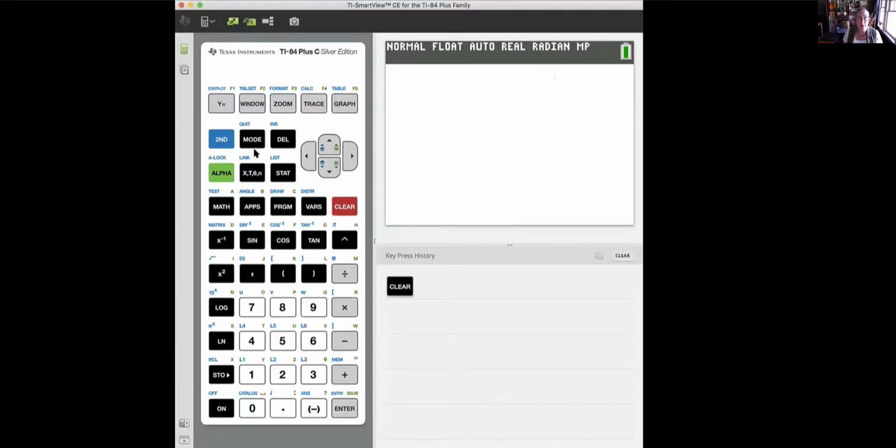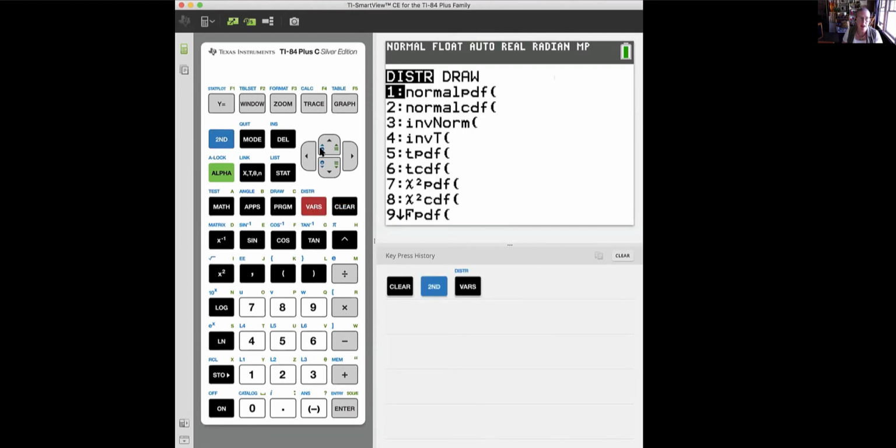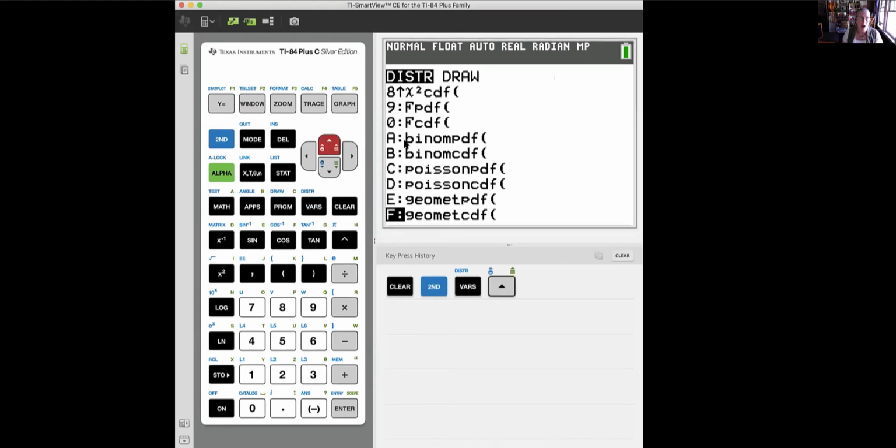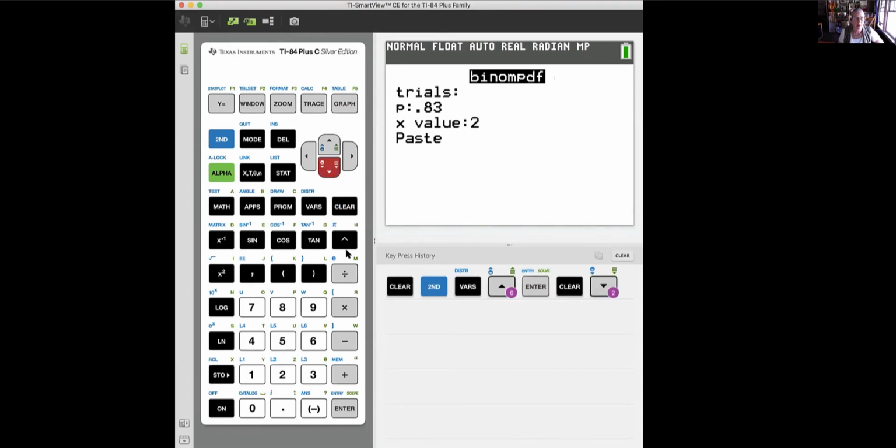Pretty much for the rest of the semester, you see here above the variables, the bars button, it says DISTR, D-I-S-T-R, that stands for distributions. So we're doing second vars to get to this distributions, and we're going to scroll up to binom, and binom stands for binomial, and you want the binom PDF. And like I said, it's either an A or a 0, and then press enter. Okay, and this is what you should get on your screen.